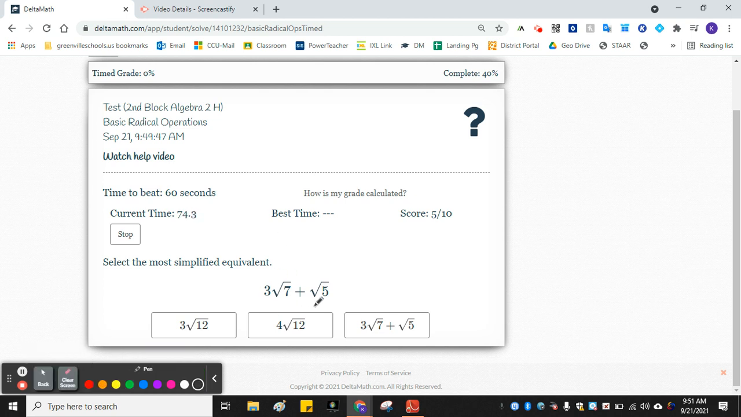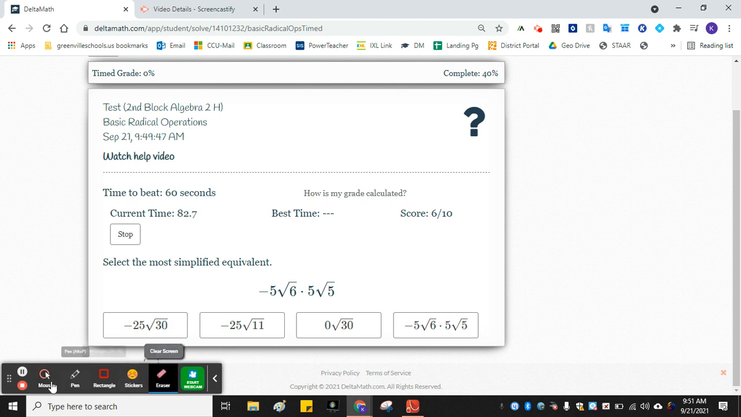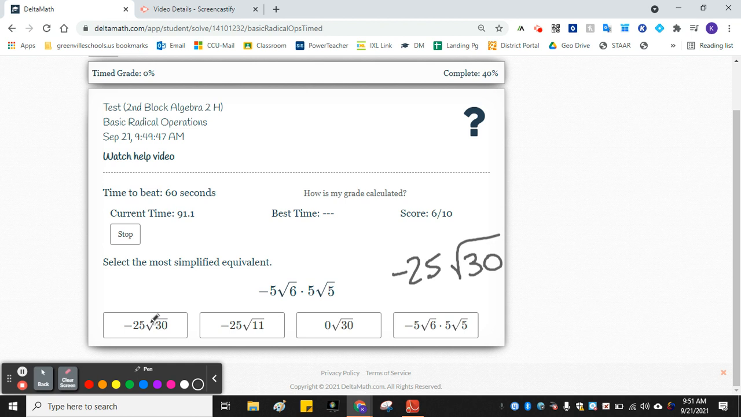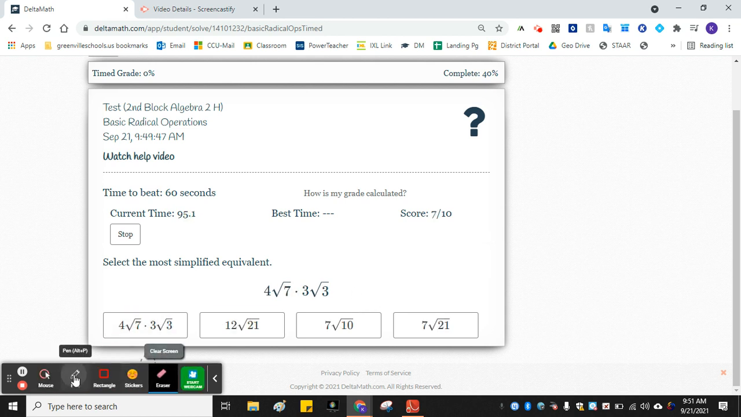3. Trying to add these together. 7 and 5 can't simplify to be like terms, and they're not like terms, so you can't do anything here. Outside's negative 25. Inside's 30. And then 30 simplifies. So this is going to take a second, but I don't have to because it's timed. All right, we're at 7.